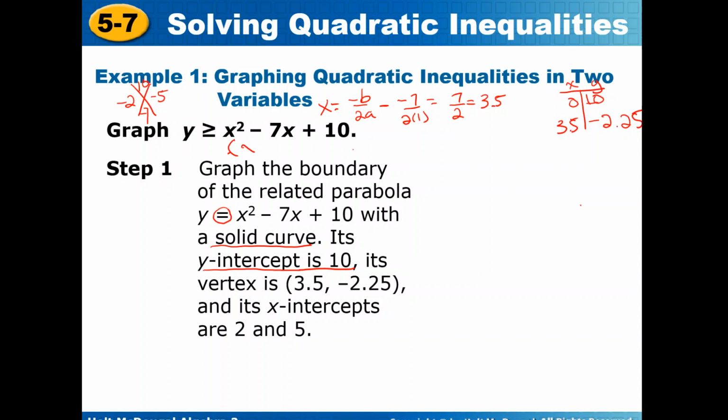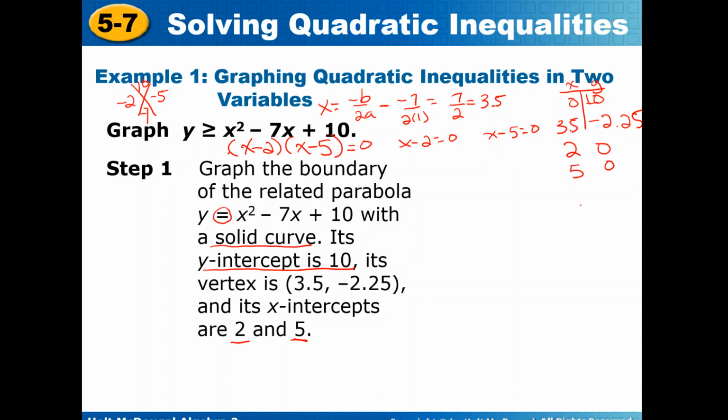So I'm going to factor that out: x minus 2, x minus 5. If I set that equal to 0, I would know x minus 2 equals 0 or x minus 5 equals 0. So I know that my x-intercepts are going to be 2 and 5. So that's my last points. When y is 0, x is either going to be 2 or x is going to be 5.